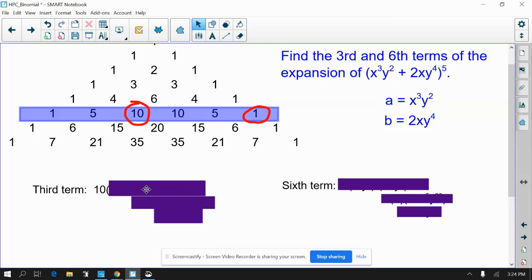Well, I know it's going to be 10, but times what? You always multiply A and B. So it's going to be an A and a B. But the question is, what power? Well, remember, A starts off with the biggest. So this right here will be A to the 5th. This is A to the 4th. And this would be A to the 3rd. And then B always starts off with 0, and then it increases. So B to the 0, B to the 1st, B to the 2nd.